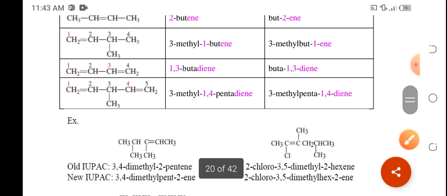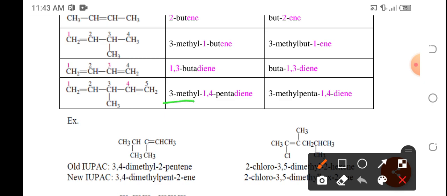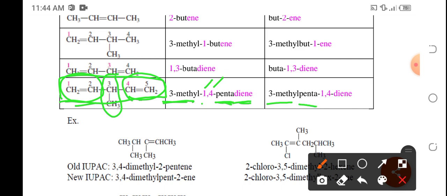Then we have 3-methyl-1,4-pentadiene. So, on the third carbon atom of that parent chain is a methyl, between 1 and 2 and 4 and 5. So, this is 1 and 2, 4 and 5. There are 2 double bonds. And the parent chain has 5 continuous carbon chain. The synonym for this one is still 3-methyl, this time penta, 1,4-diene. Okay?